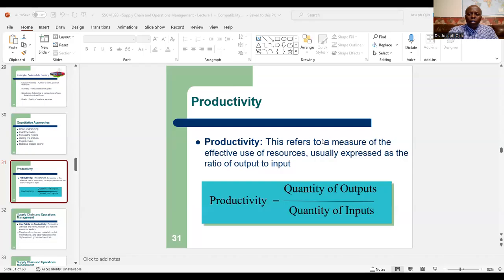Today, the course I'm teaching you guys is supply chain and operational management. Our focus today will be on productivity.